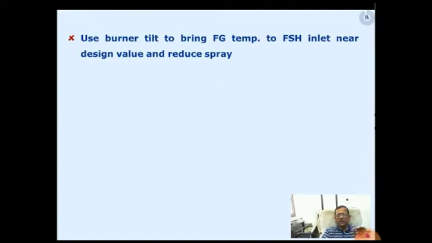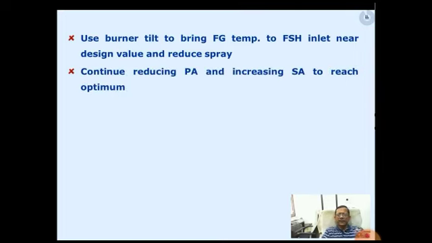We continue reducing the primary air and secondary air. In a pulverized coal-fired boiler, corner-fired boiler, we can also change the burner tilt to have the proper combustion location. So the temperature of the platen super inlet will be minimum at that time, or rather the desired temperature would be attained. So we change the burner angle, the tilt angle accordingly, and we continue reducing the PA, increasing the SA till we reach the optimum.